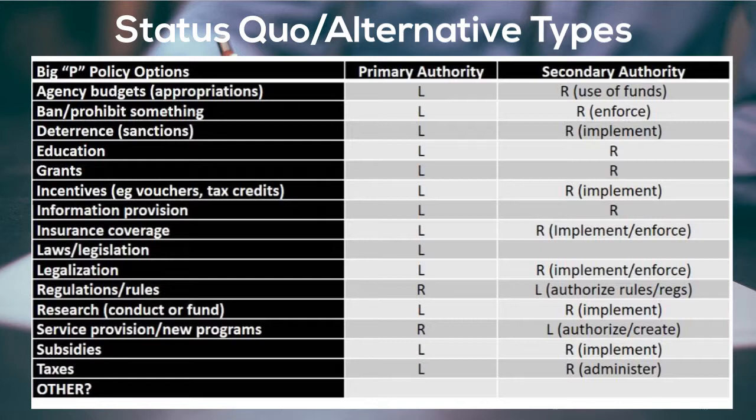Basically, anything that's on this first column in the list under the big P policy options should be considered for your status quo. So in other words, have there been any appropriations or specific budget line items relative to your program or policy? Is there some type of ban or restriction regulating what's going on? Are there legal sanctions or deterrent strategies in place? Are there educational programs that can include social marketing programs as well as educational campaigns? Are grants being provided to conduct more research or to provide services? So on and so forth.